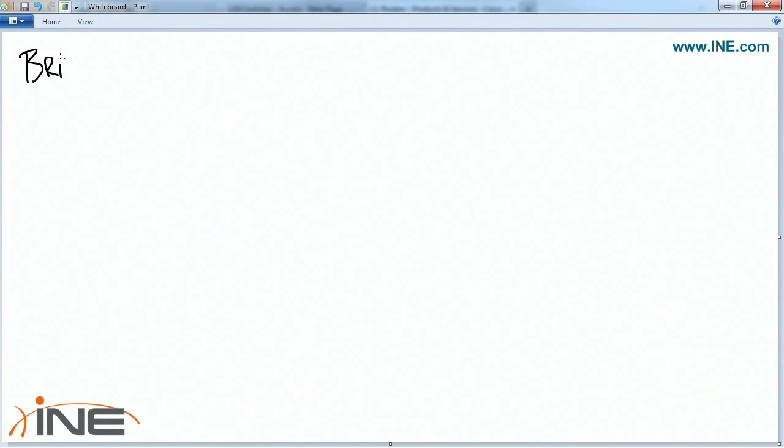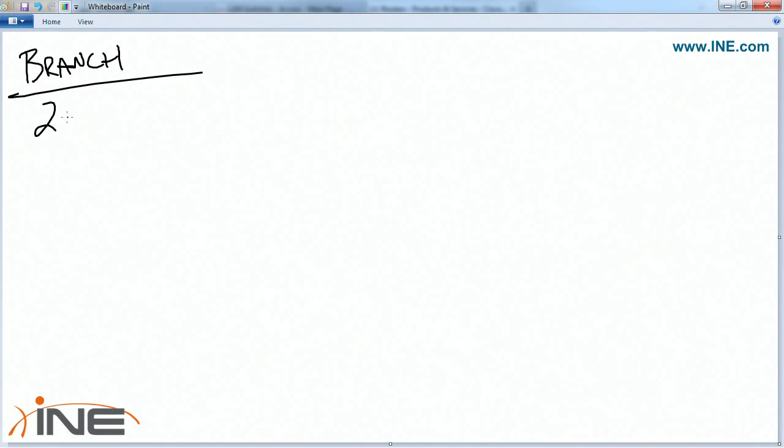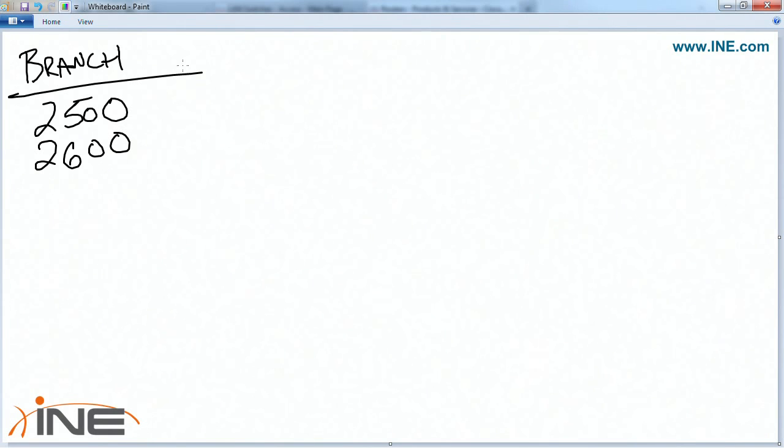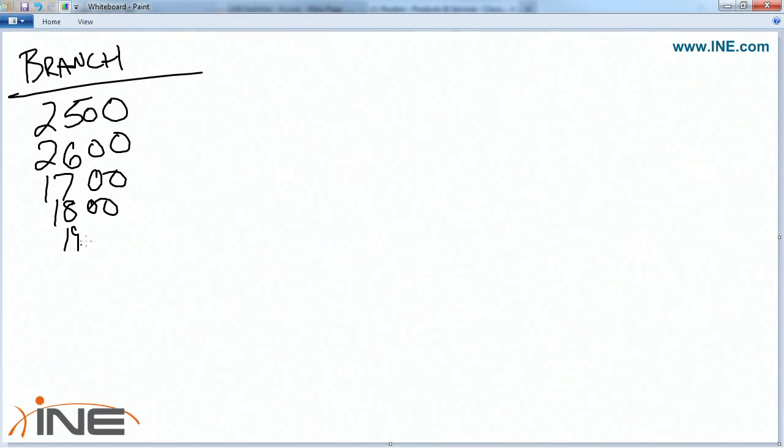so for the branch routers, these are the ones that originally started with the 2500 series, which at this point are like 20 plus years old. But the idea is that we're using this to connect typically remote offices to some central location. The ones that we're going to be configuring this week are 2600s, which are still considered branch routers. Then it goes up from there, where you would have like 1700, 1800, 1900.